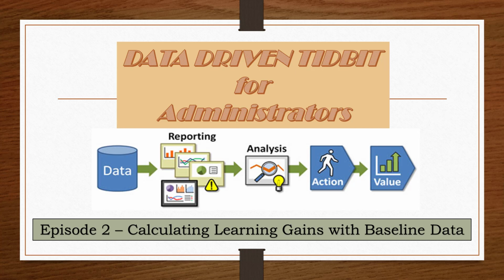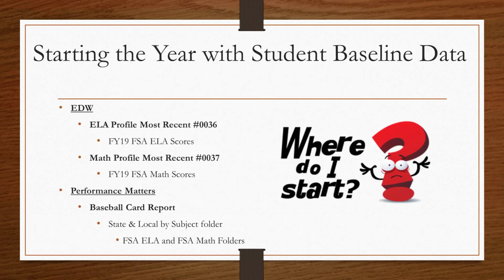Today we will discuss how to calculate learning gains using baseline data from the FSA ELA and FSA math assessments. This task can be achieved by using either EDW or Performance Matters platforms. When using EDW, the two reports that will be used are the ELA Profile Most Recent 0036 and the Math Profile Most Recent 0037. These reports contain the students' FY19 FSA ELA and FY19 FSA Math scores that will be used to calculate how many points the student needs to make it to the next scale score level or sub-level in order to be considered for a gain.